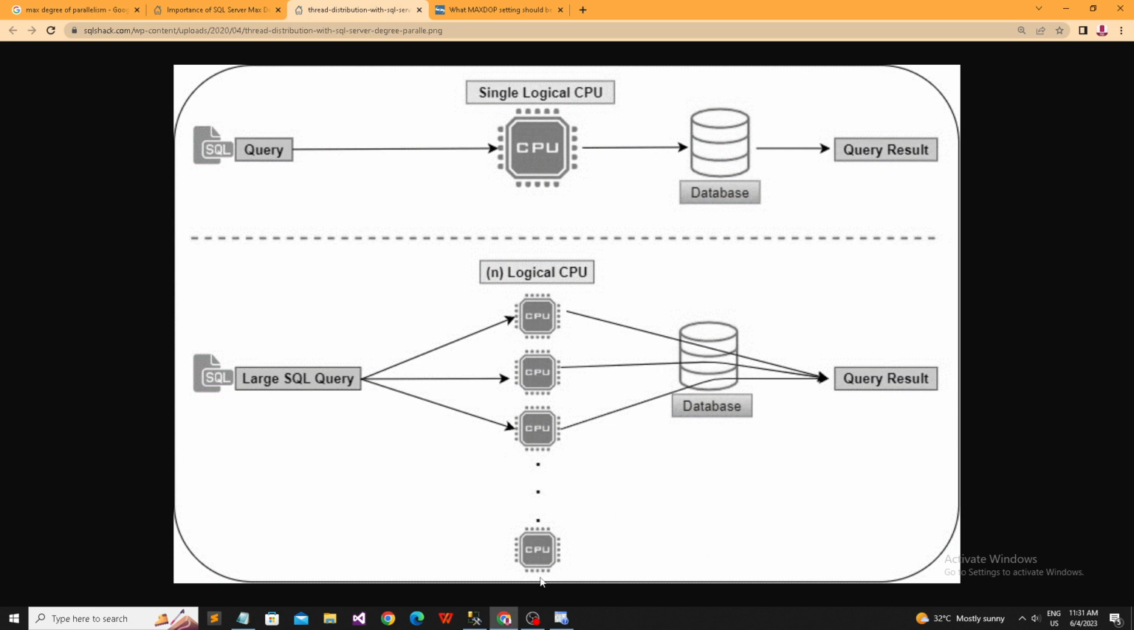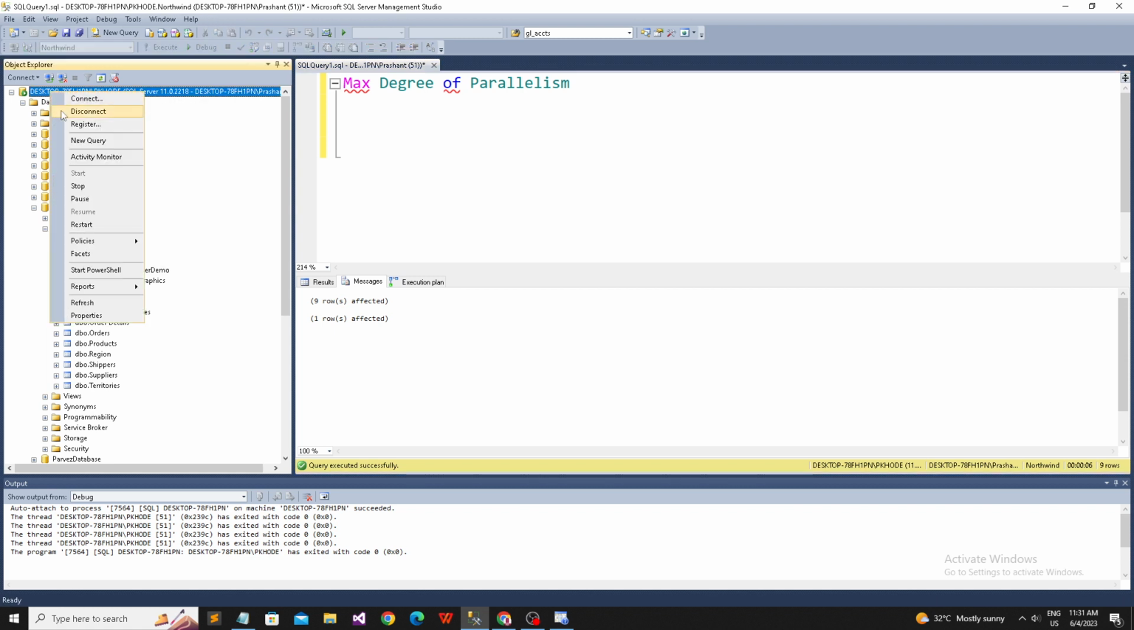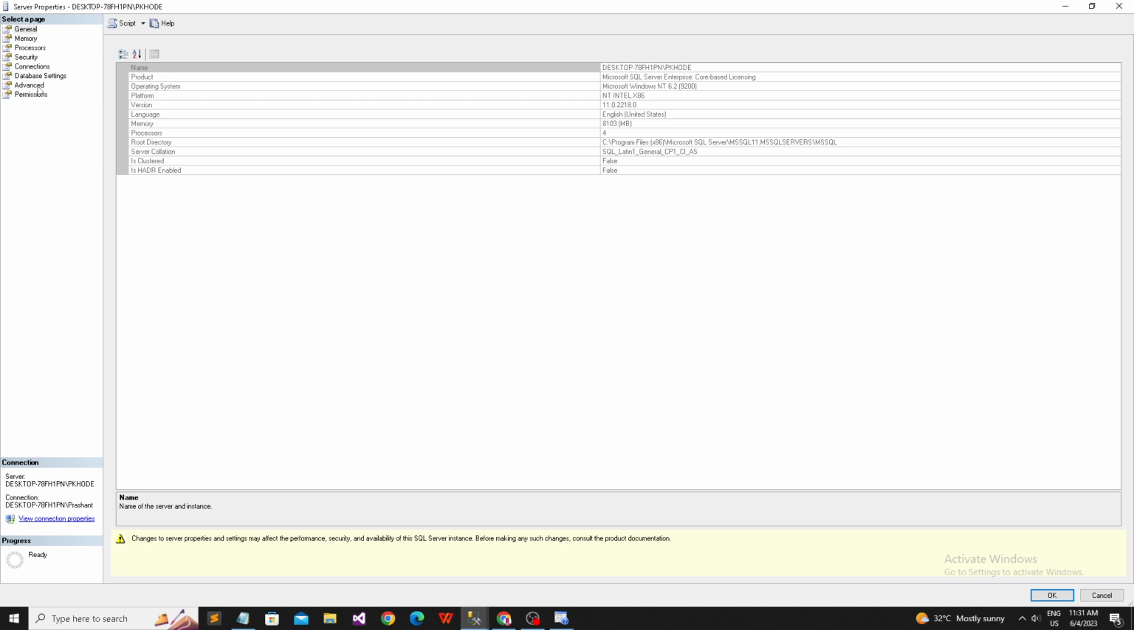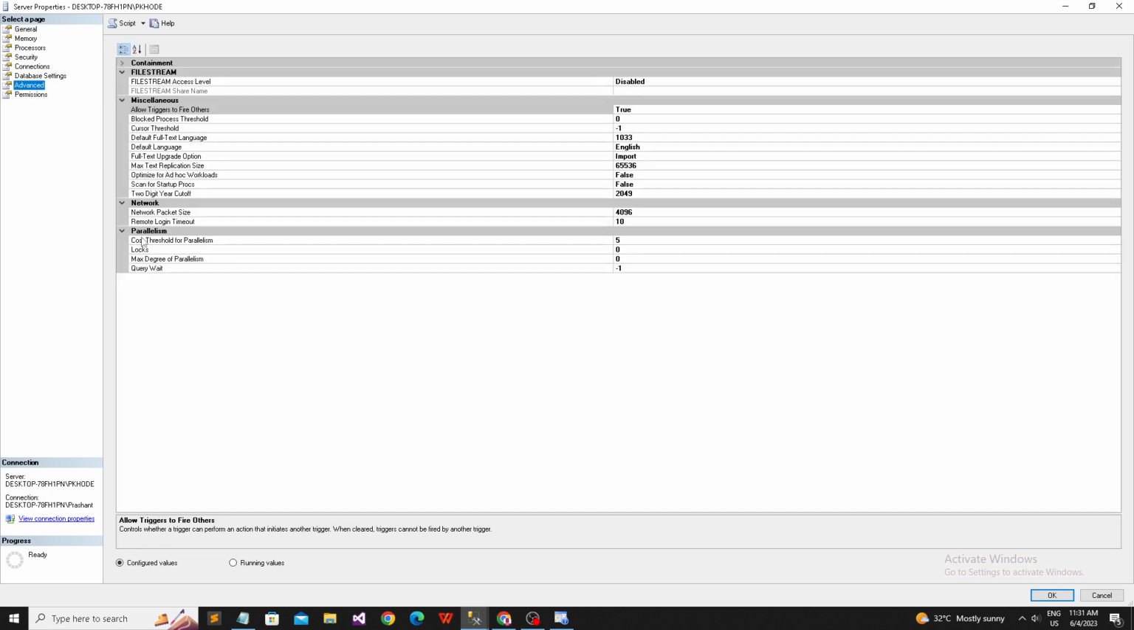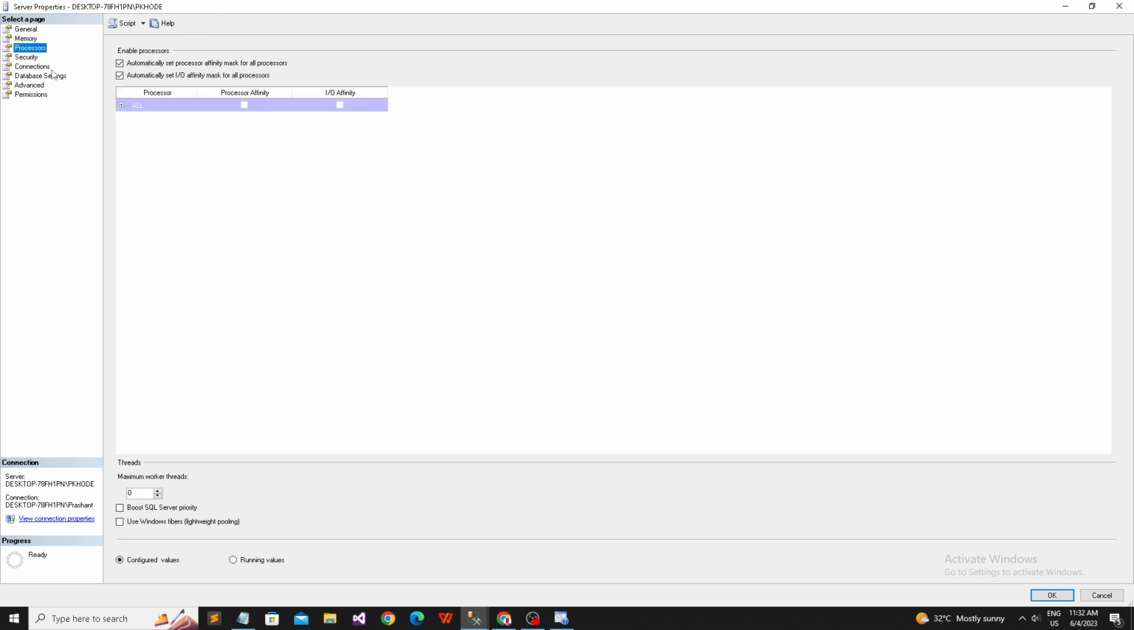So where can I set the max degree of parallelism value? You can set it at the server level. You simply go to your server, open properties, and go to advanced. In advanced, you can see a block called parallelism, and in it the max degree of parallelism, and the value for this server is 0. 0 means it will use all the available processors. So how do I know how many processors there are? You simply click on the processor, expand it, and see 1, 2, 3, 4. So this server has 4 CPUs.